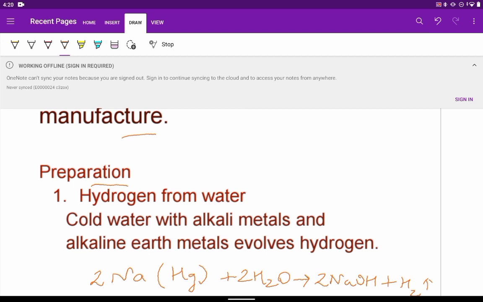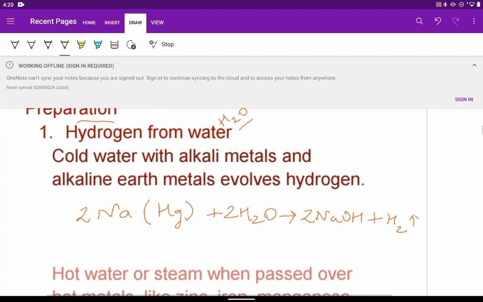The first one is, we know that the formula of water is H2O. So definitely water contains hydrogen. Water being H2O, it has hydrogen and oxygen, so from water we can separate out hydrogen. Different types of metals react with water in different ways depending upon their reactivity. The alkali metals and the alkaline earth metals react with cold water also and evolve hydrogen.